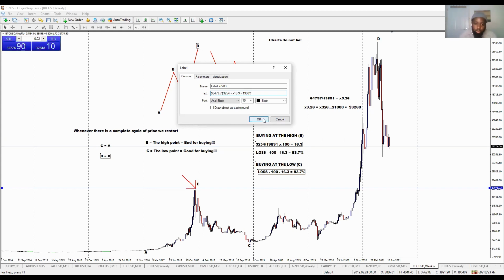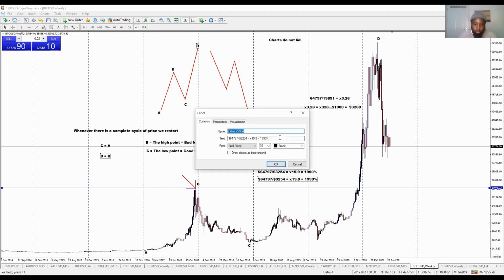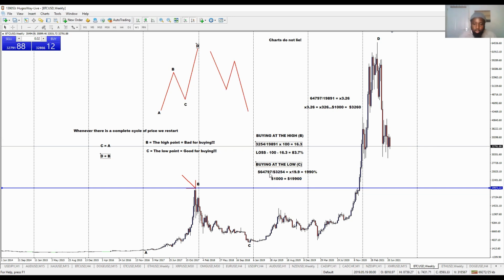1,990%. All right, so almost 20 times your gains. Which means for the same 1,000 that you invested into Bitcoin right here at this highest point, it would give you a grand total of $19,900. Or pounds or Canadian dollars, it could be anything. So this is the difference between having technical analysis and not having technical analysis.